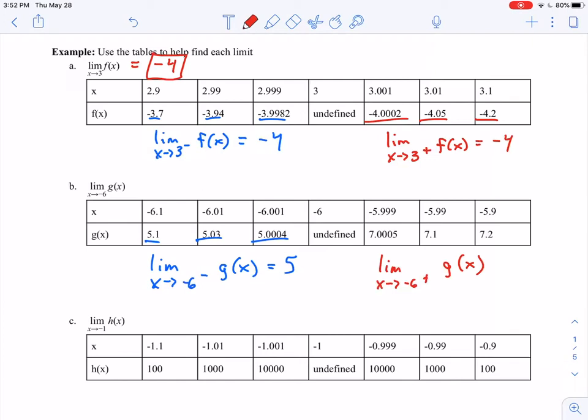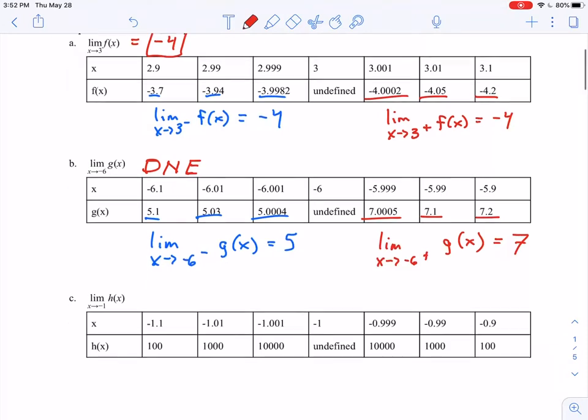But I want to pay attention to the y values that correspond to each of those values here. 7.2, 7.1, 7.0005. It looks like this right-hand limit is approaching positive 7. So the left-hand limit is approaching 5, the right-hand limit approaches positive 7. So the two-sided limit then, well, this limit just simply does not exist, because the left-hand limit is not equal to the right-hand limit. 5 is a different number than 7. So again, this is reinforcing an idea that we talked about in that last section.